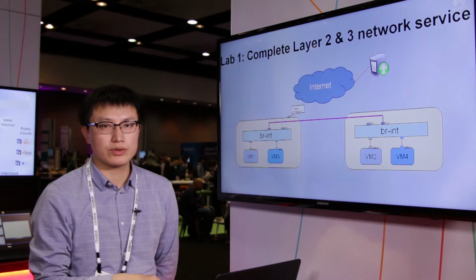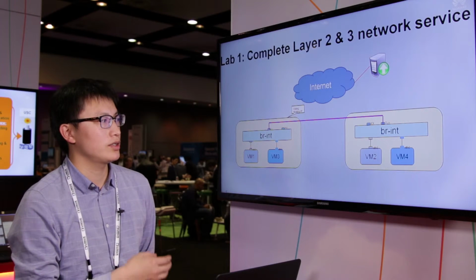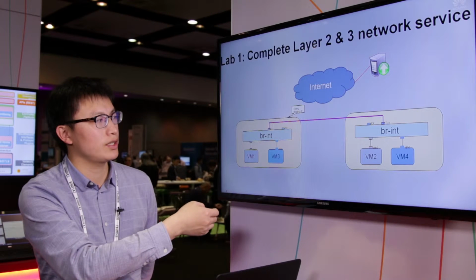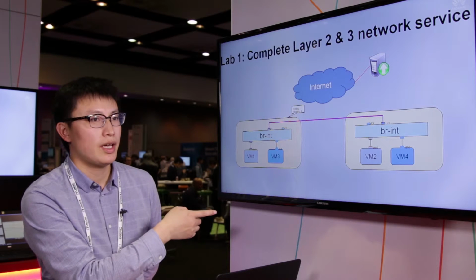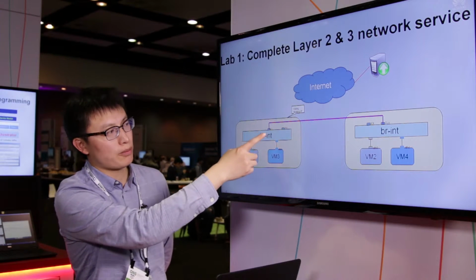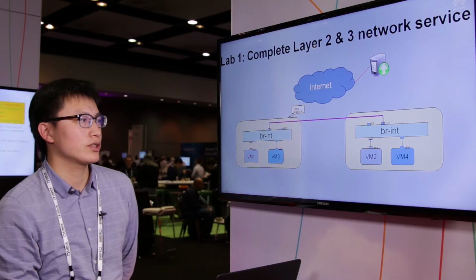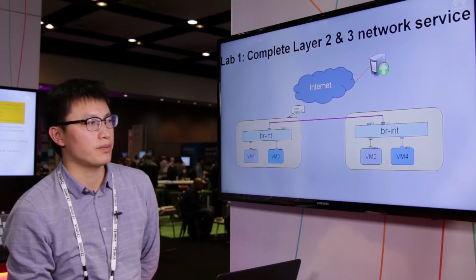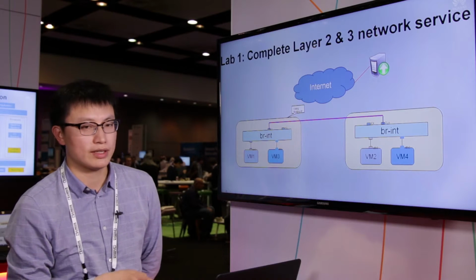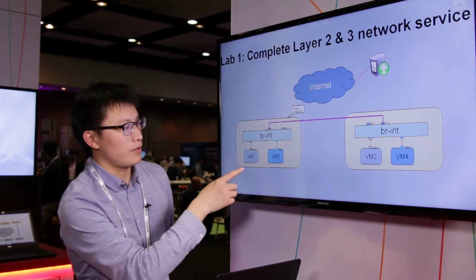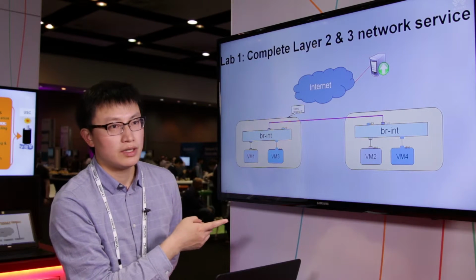The first lab we want to demo is the complete layer 2 and layer 3 network service. Here are 2 compute nodes, and in each compute node we have a Linux bridge named br-int, and each bridge has 2 ports. This is a tunnel port, and this is an external port. The tunnel port is used to set up VXLAN between compute nodes, and the external port is used to access the internet. From here we can see different colors in the VMs. Different colors mean different tenants.